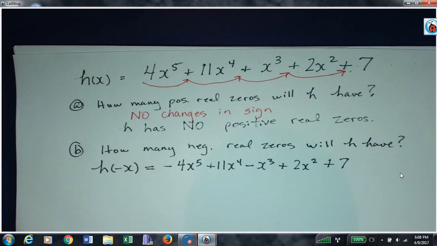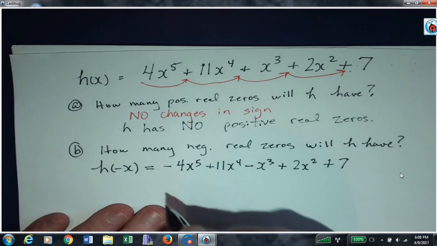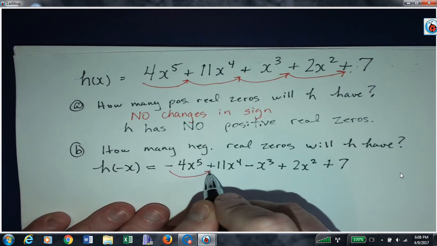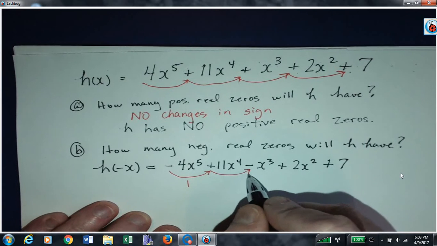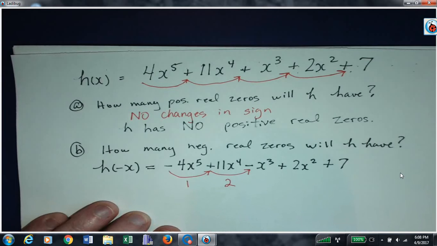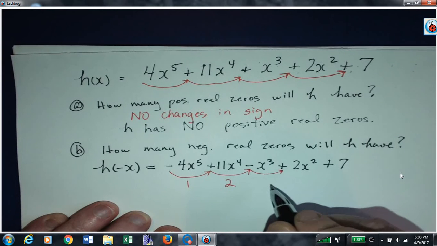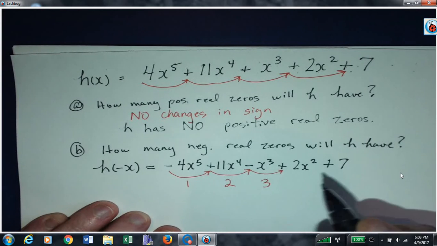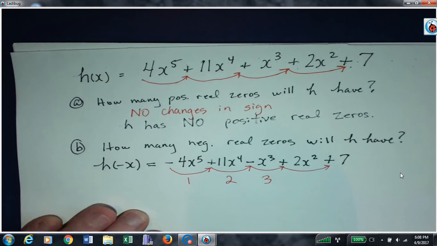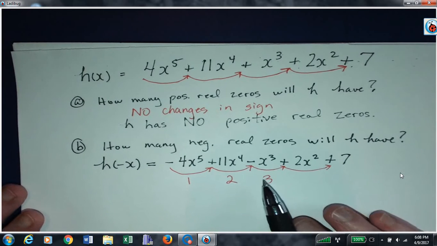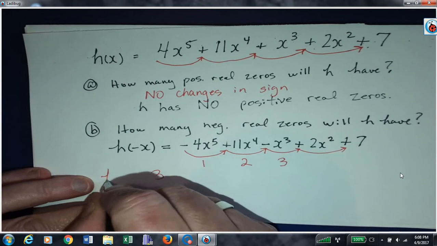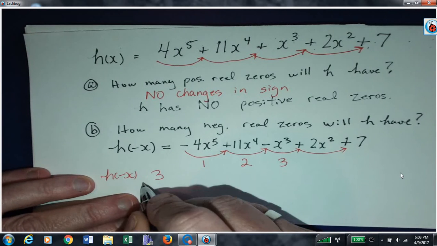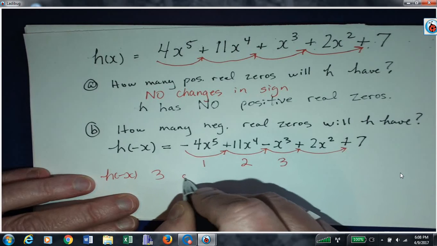Now I can do my test. I'm going to count up the number of variations or changes in sign. I go from negative to positive. That is a change. That's my first change. Positive to negative, that's another change in sign. That's my second change. Negative to positive, that's my third change in sign. And positive to positive, no change. So when I went through, I had a total of 3 changes in sign. So h evaluated at negative x has 3 changes in sign.